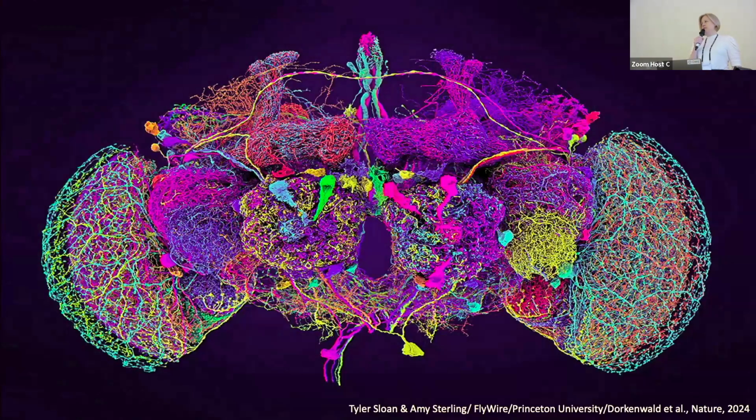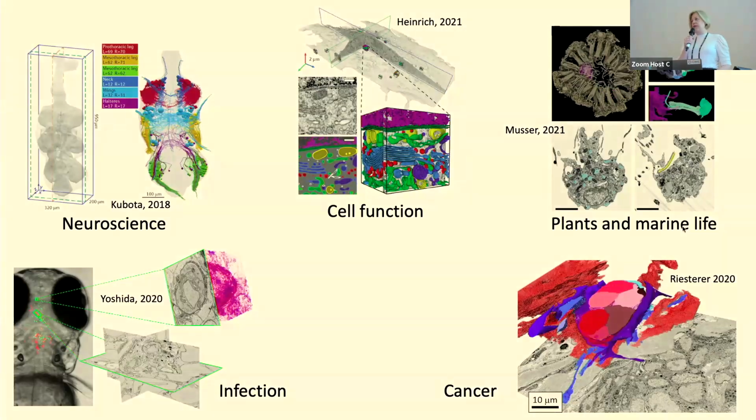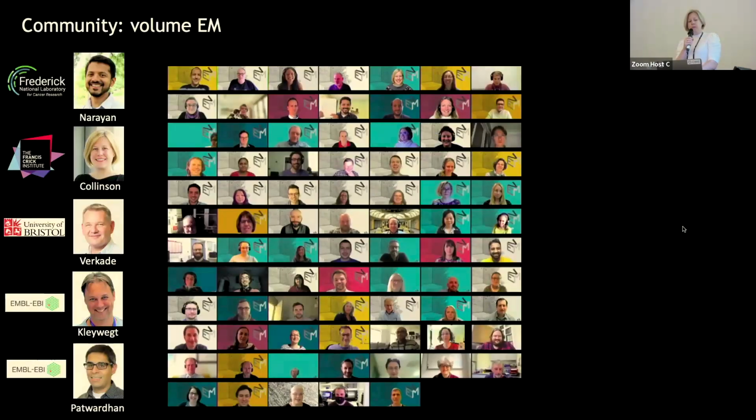So if the 1980s was the mind of the worm, we're now in the era of the mind of the fly. And this study just came out. Bill told you a little bit about this kind of imaging earlier in the week. And the developments that have taken us from the mind of the worm to the mind of the fly have rolled out across all other areas of the life sciences. So you now find volume EM in neuroscience, other neuroscience questions in cell function, plants and marine life, in studies of infection, and also on imaging human tissue.